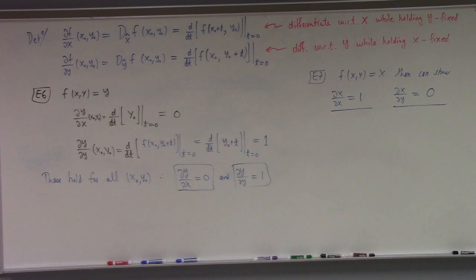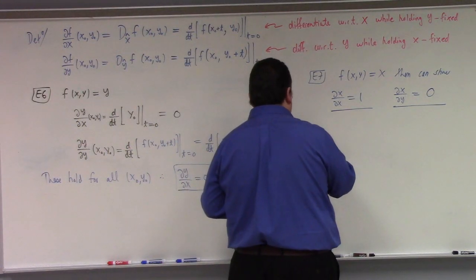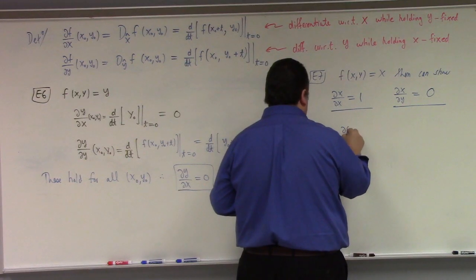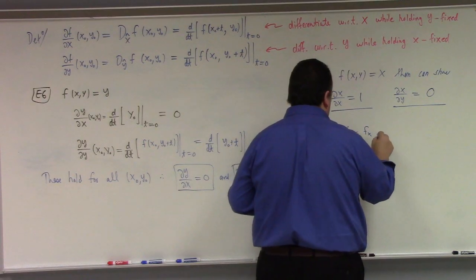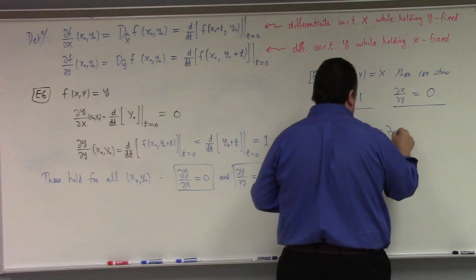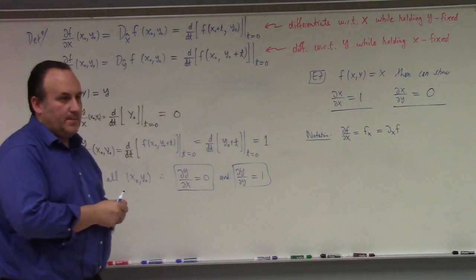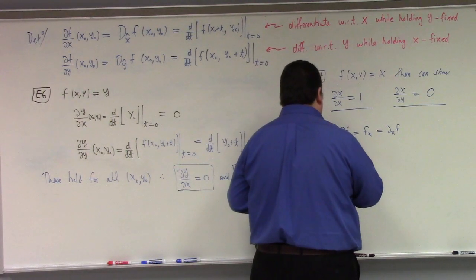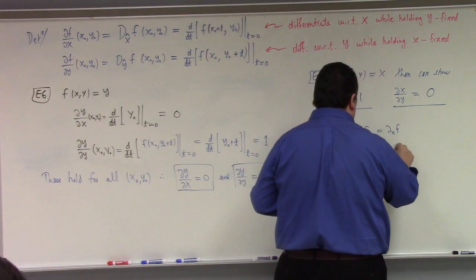Let's talk about notation a little bit. We can write partial f, partial x. We can also write f sub x. It's also partial x of f. These are notations I use for the partial derivative with respect to x. Okay? Partial f, partial y, we can also write as f sub y. And that could also be written as partial y of f.